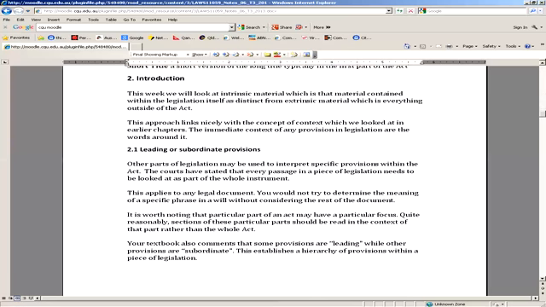So we're looking at intrinsic material, and we're focusing on this idea of leading or subordinate provisions, that there might be particular provisions in the Act which will assist us by virtue of the fact that they're leading provisions. If we've got a leading provision, let's say at the start of a chapter, the other provisions would then, of course, be subordinate to that leading provision. How we might read sections within those subordinate sections will be dependent on the leading provision.